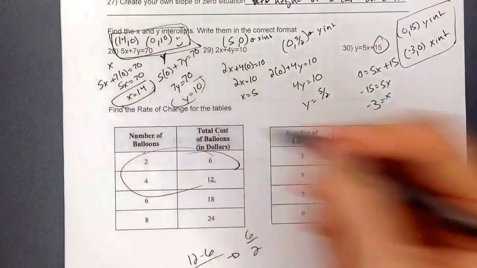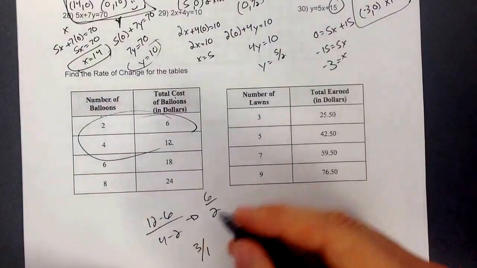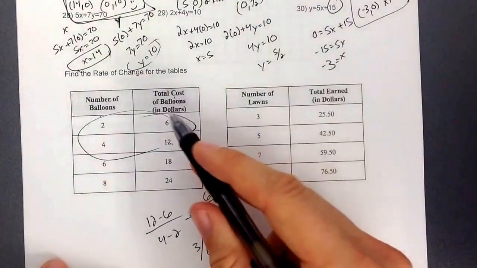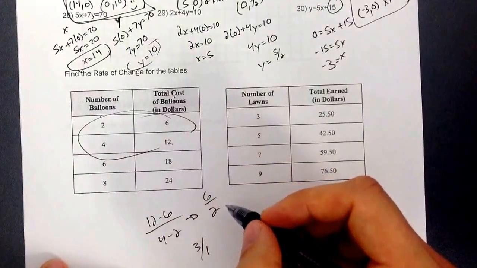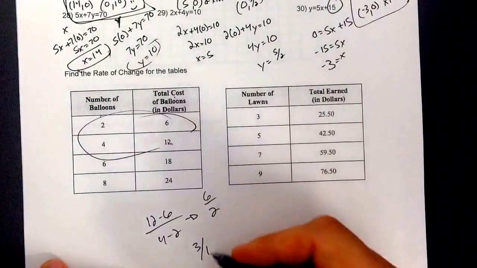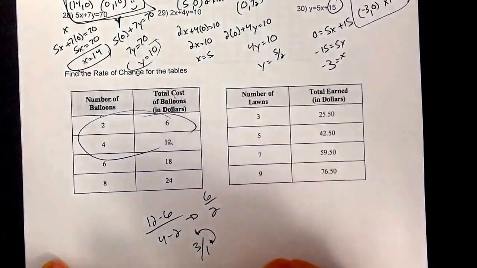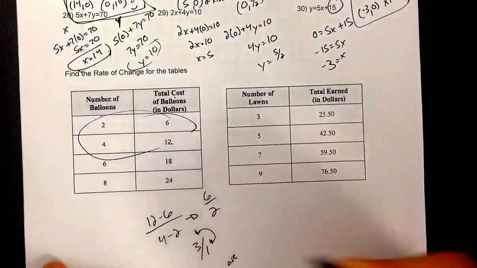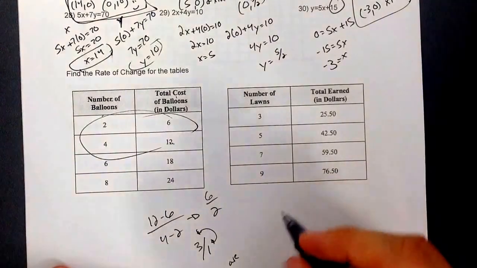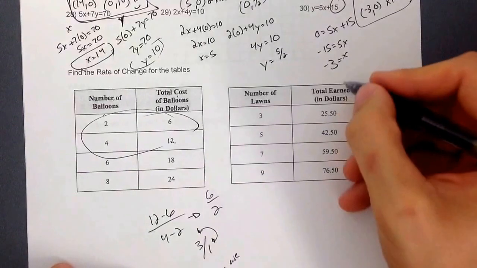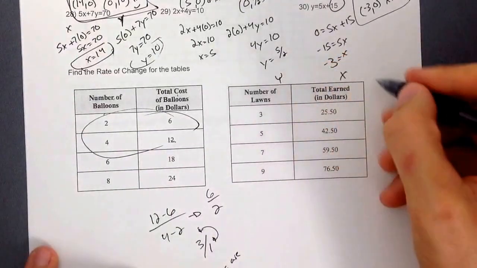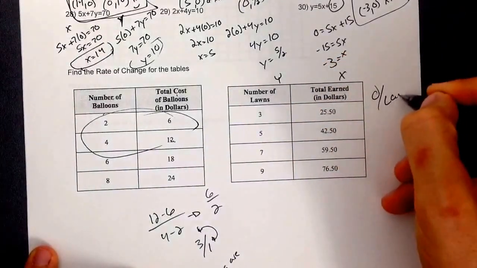They give us some units, so we're going to need to do units. X is balloons. Y is going to be dollars. The cost. So I'm going to flip this around, and I'm going to say balloons are $3 each, or $3 per balloon. And we'll flip that around. Number of lawns and dollars earned. Again, I'm going to switch this around. This is going to be my X. This is going to be my Y because I like dollars per lawn better.